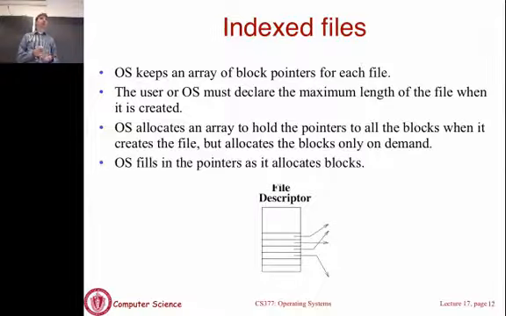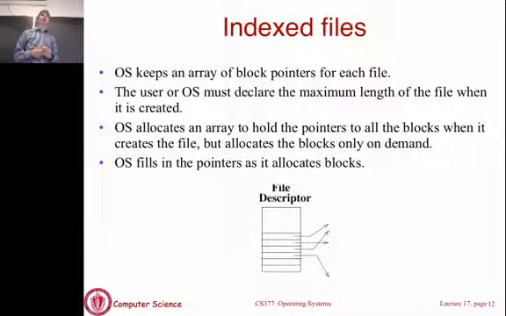Right, so this is basically solving that problem we have with the linked file, where now we have the whole index laid out in the file descriptor. So if we want to read the last block of the file, we just go to the last entry of the index, and that tells us exactly on the disk where to go.